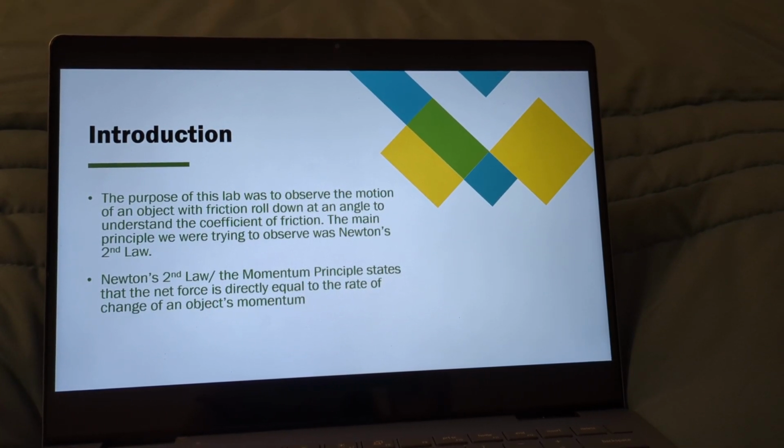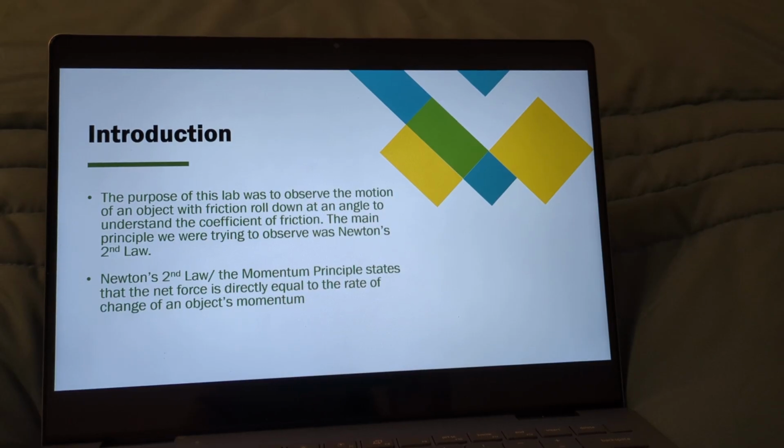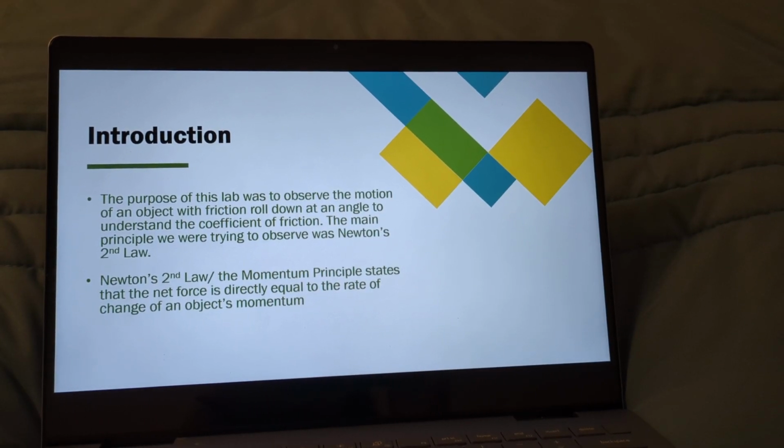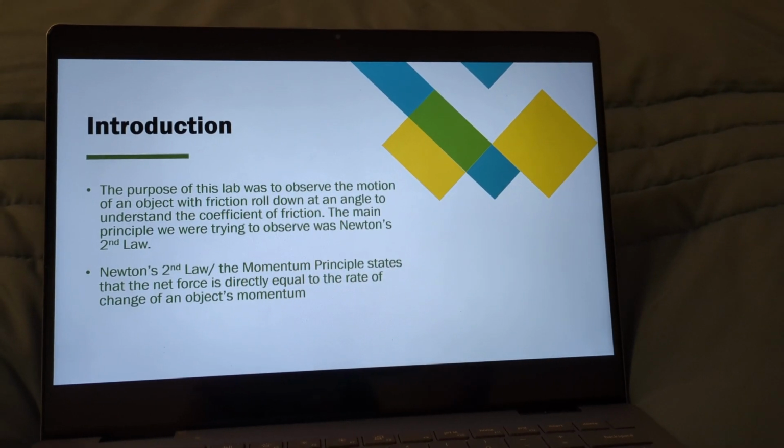Newton's second law, the momentum principle, states that the net force is directly equal to the rate of change of momentum of an object, and also that F equals ma.